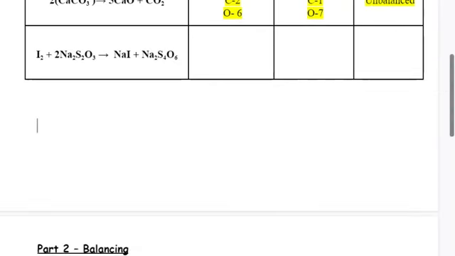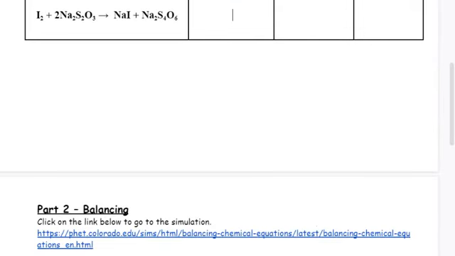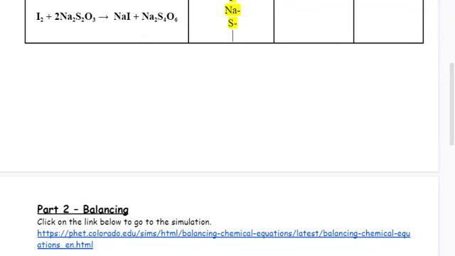Finally, down here, list everything you see. I see an I. Next is Na. Remember, Na comes together because it's a capital then a lowercase. The next symbol I see is an S. And the final symbol I see is an O. I'm going to copy and paste because the atoms will be the same. They might just be in different numbers.